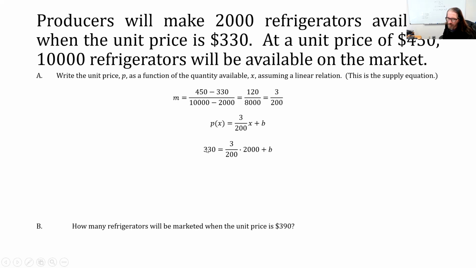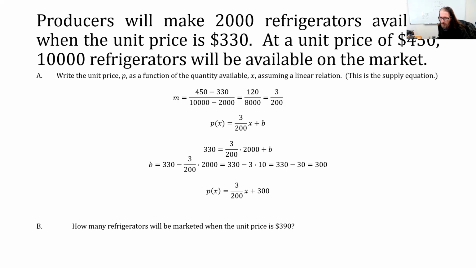Now, would it matter if you would put 10,000 here on the left and 450 as what's being multiplied by 3/200 and then adding B? Okay, so I subtract the 3/200 times 2,000. I figure out that that is 30. Take that away from the 330, and we get that the y-coordinate of our y-intercept is 300. So plugging that in, there is our function where the unit price is dependent on the quantity available, x.